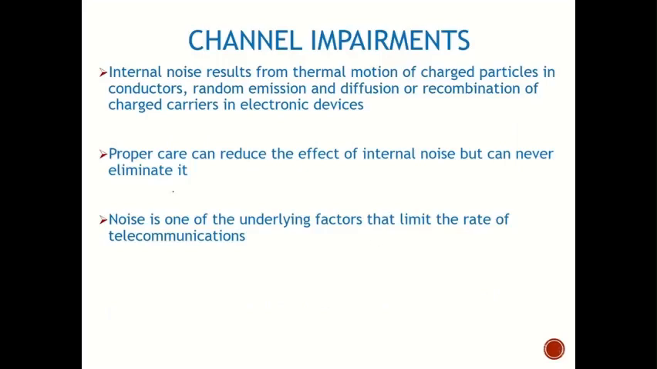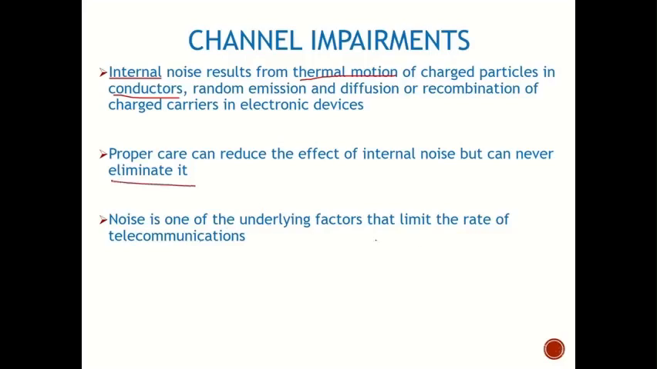Then we have, again, as I said, the internal noise. Internal noise sources can be the thermal motion of charged particles. We know the charge carriers inside conductors or semiconductor devices are the electrons. Their motion causes friction and heating up. That type of noise is called internal noise. We can reduce the internal noise, let's say by maintaining a perfect temperature, but it cannot be eliminated, right?